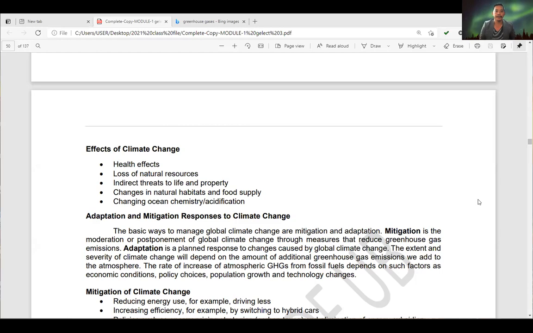Of course, you know that on the effects of climate change, you would have some catastrophic effect on the loss of natural resources, threats to life and property, some health effects, and of course changes in the natural habitats and the food supply.